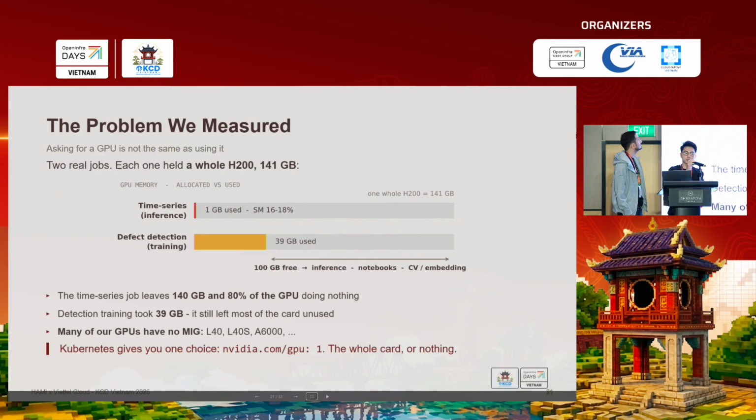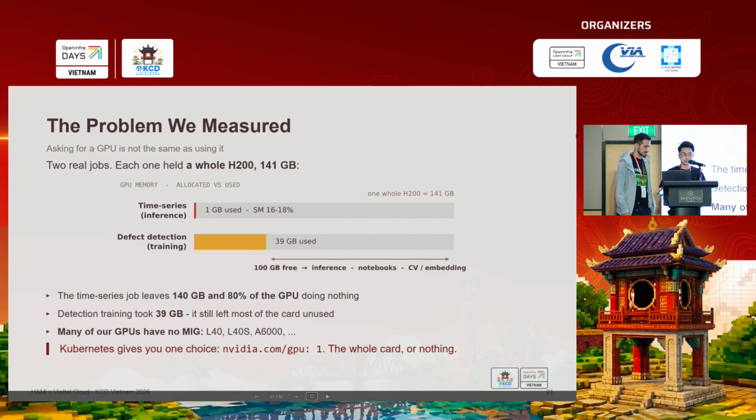Next, we have the problems we measured. Here we have 2 real jobs that we are running. The first one is time series inference, based on the Kronos model. It's about 200 million parameters, so it only uses a bit more than 1 gig of VRAM. The streaming multiprocessor uses only 16 to 18% of the whole H200 card.